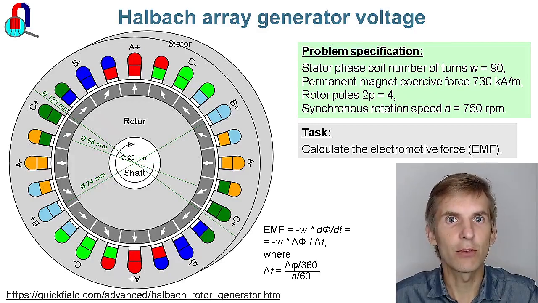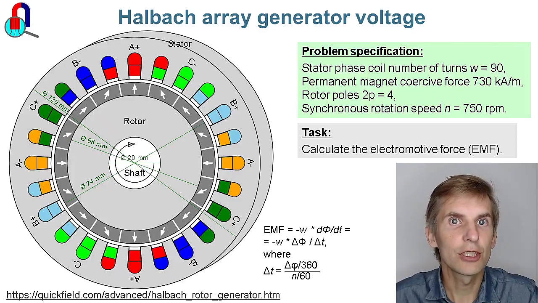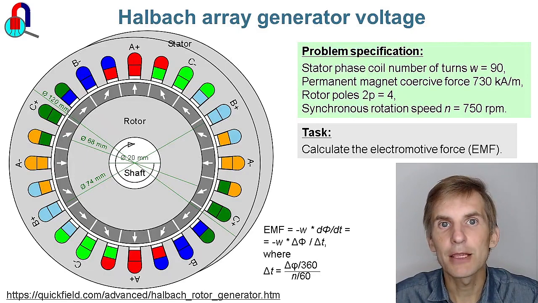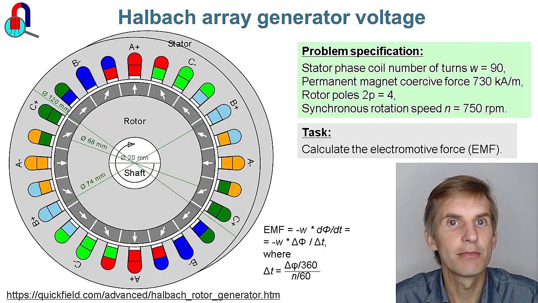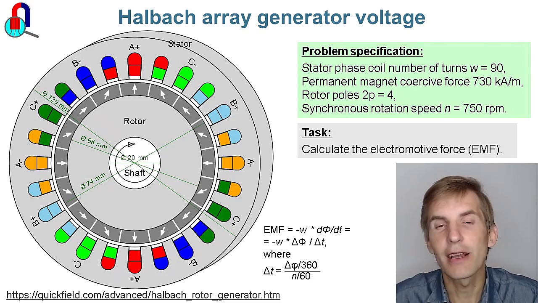Halbach array generator voltage. In this synchronous generator, the permanent magnets on the rotor are arranged in a Halbach array, which should produce a higher flux density in the air gap. Our task is to find the electromotive force in the stator winding.